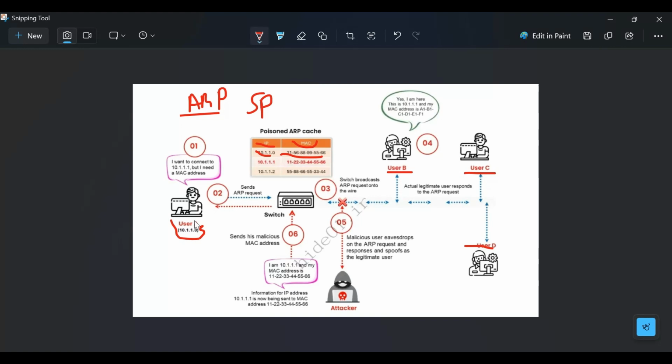So what is he going to do? User A needs the telephone number of user B, which in this case is the device IP address, 10.1.1.1. That is why you see I want to connect to 10.1.1.1, but I need the MAC address. It's like saying I want to make a phone call to this person, but I don't know his house address. So what is he supposed to do? He needs a messenger. That is where the concept of ARP, address resolution protocol, comes in.